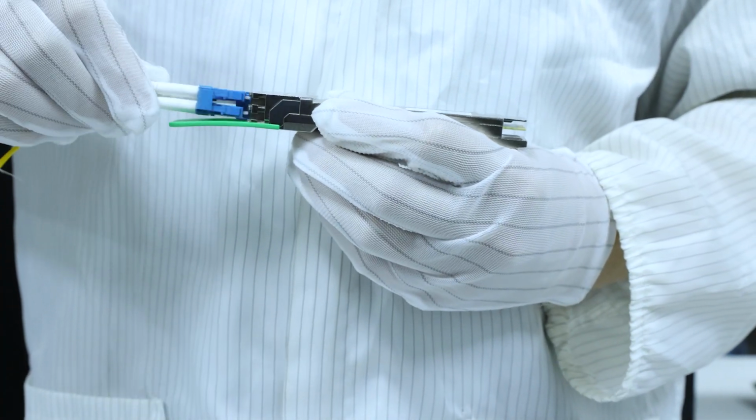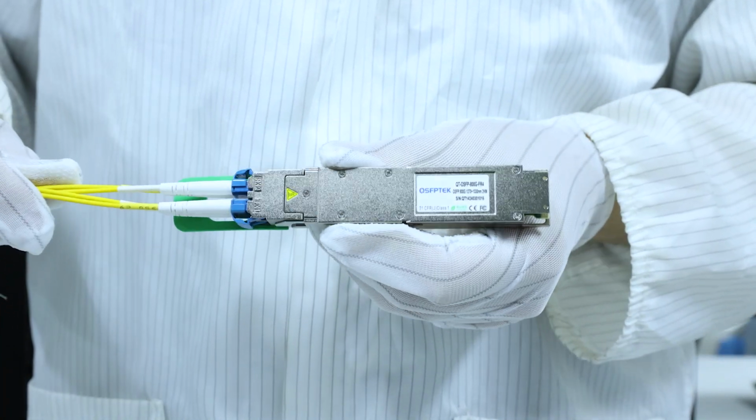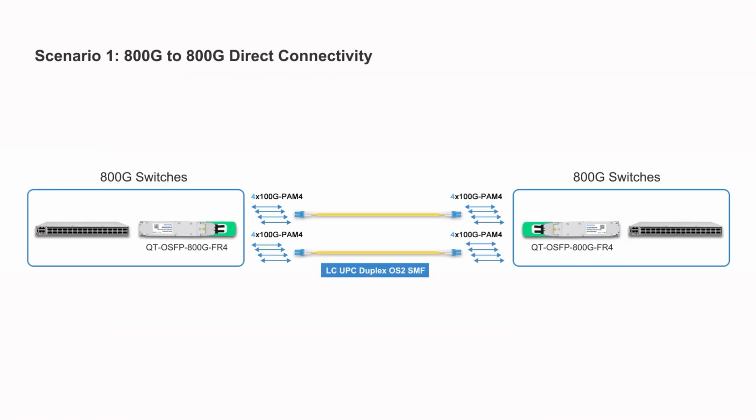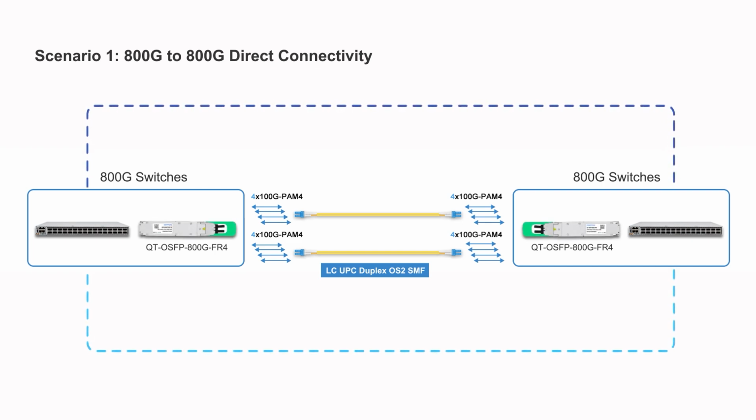Now let's explore 2 practical application scenarios. The 800G OSFP FR4 module employs 800G PAM4 modulation technology, suitable for connecting to 800G switches with OSFP ports. By using 2 LC duplex OS2 patch cables, you can easily interconnect 2 800G OSFP FR4 modules for switch-to-switch communication.